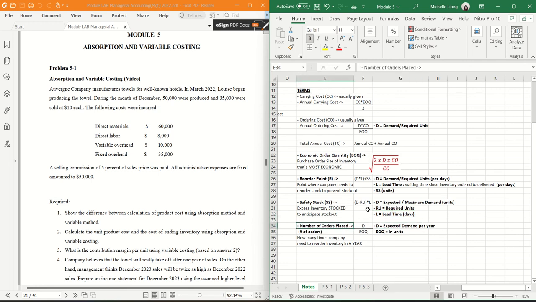The last one is number of orders placed, and usually it's abbreviated as hashtag of orders. It's how many times the company needs to reorder inventory in a year. So we need to know how many times the company will reorder their stock in a year. So it's basically D divided by EOQ. The D is different because it's expected demand per year. And the EOQ is still in units.